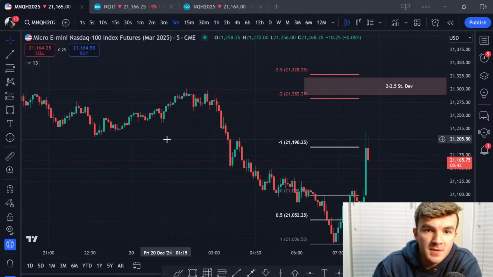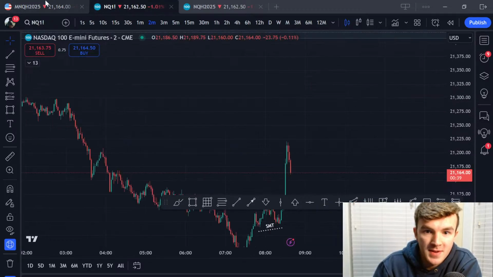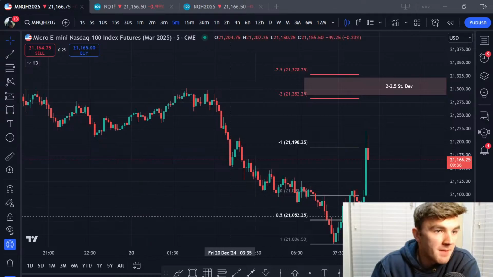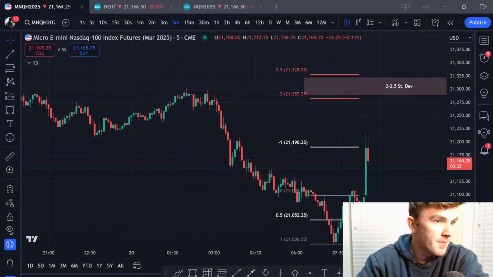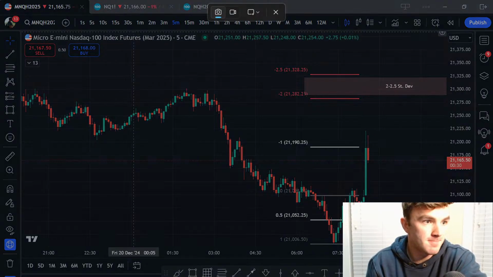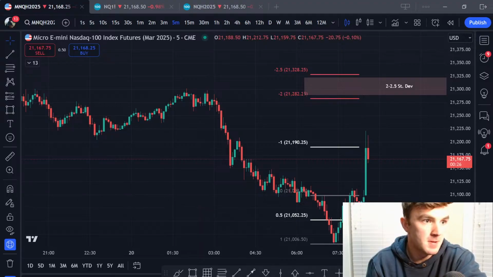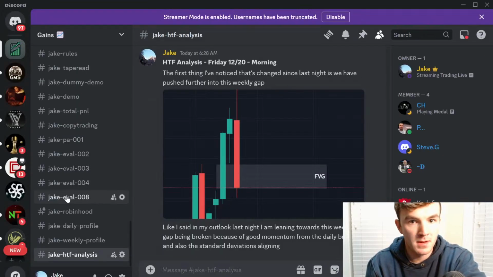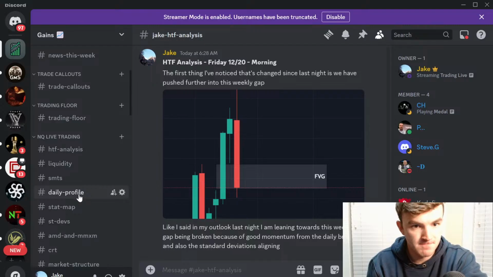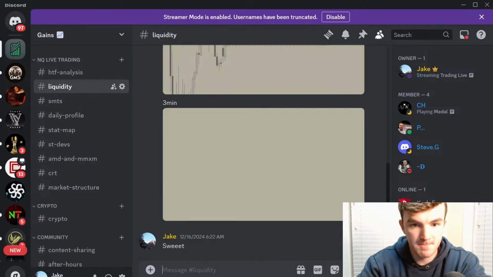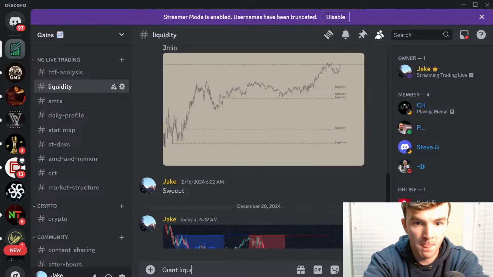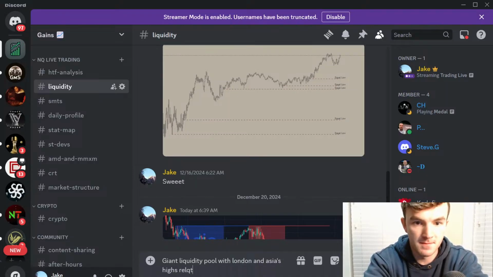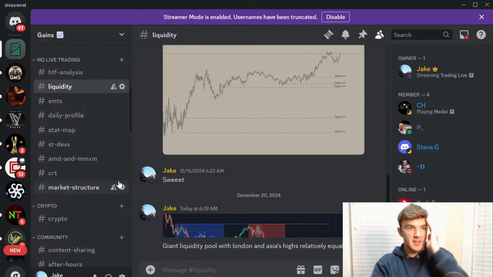The fact that when I trade, a lot of times I forget to switch over from NQ1 to MNQ and then it messes me up. So, okay, let's put this in the liquidity section. Okay, liquidity. Okay, giant liquidity pool from London and Asia's highs, relatively equal.